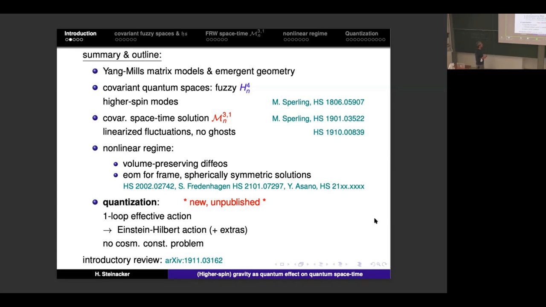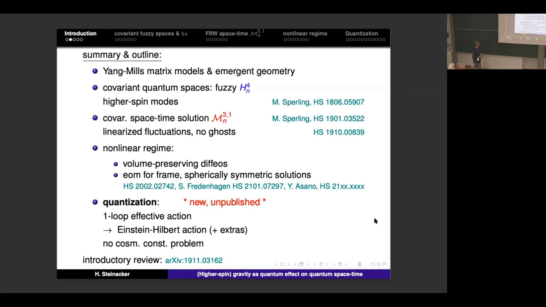And then I would like to briefly explain the nonlinear regime. That's something which you can handle, and it's fairly recent. I will mention how volume-preserving diffeomorphisms arise from that framework quite naturally, and the frame will play a very important role. There are even some exact solutions that we found recently.